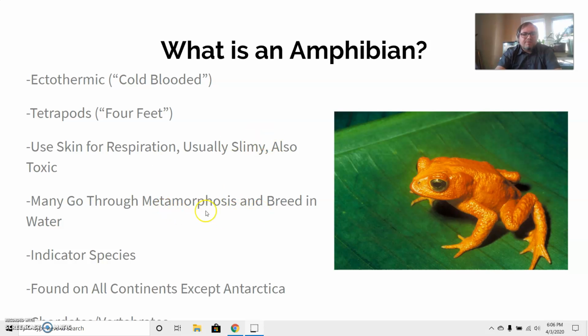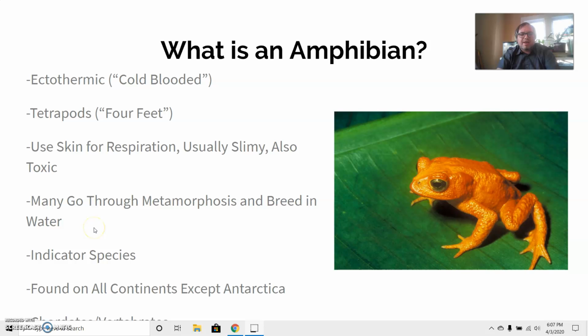Many go through metamorphosis. So again, if we think about metamorphosis in other animals, we think about butterflies turning from caterpillars. Same thing when we talk about metamorphosis, for example, from a tadpole to a frog. Metamorphosis is just a change in the body's form. It's more significant than when we talk about a baby human to an adult human, since baby humans look like adult humans. We're talking about a total transformation where the body isn't really recognizable as being part of the same animal. And they breed in water.